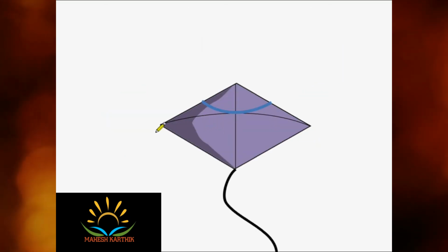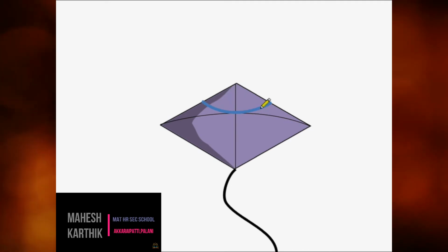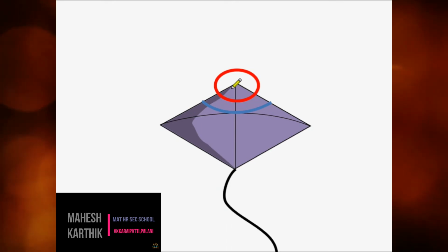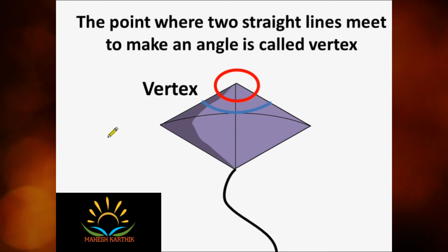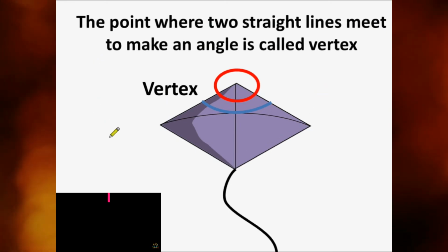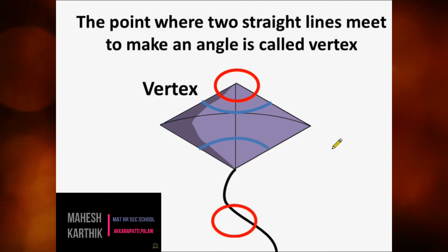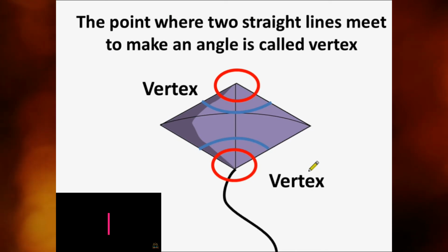Now in this kite, these two are the lines, they meet here and this is the angle formed. So the point where the two lines meet is called the vertex. So you can say the point where the two straight lines meet to make an angle is called vertex. Same way, these two lines are also making an angle. See, and where do they meet? They meet at this point. So this point is also the vertex.